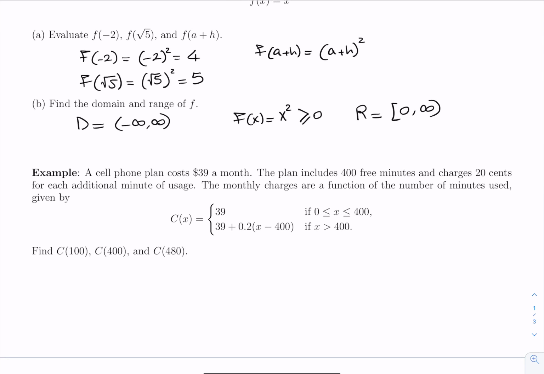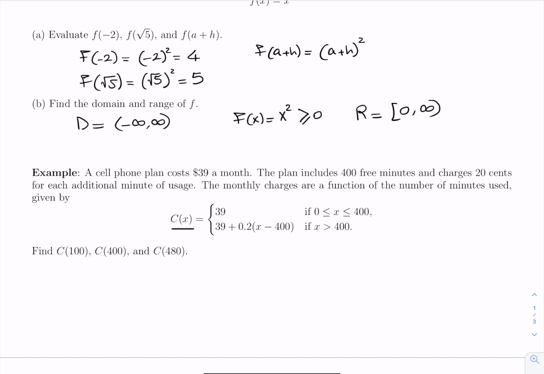Let's say C is the cost for the number of minutes x, let x present the number of minutes. So the cost for x number of minutes, C of x, equals, now it depends whether you use the phone for less than or equal to 400 minutes or more.